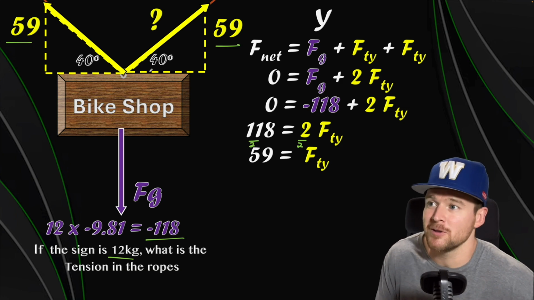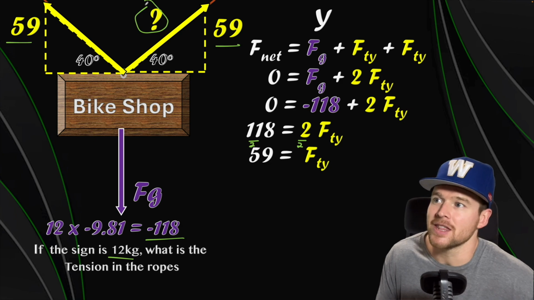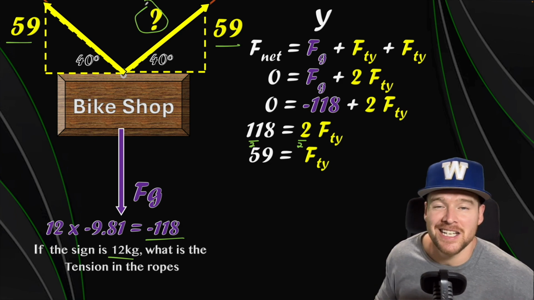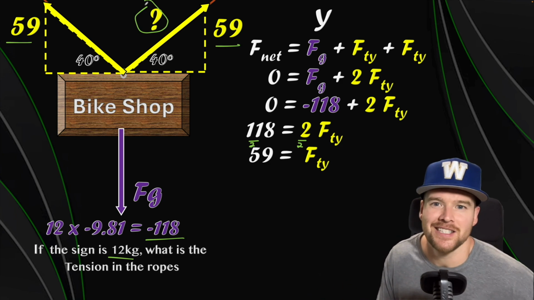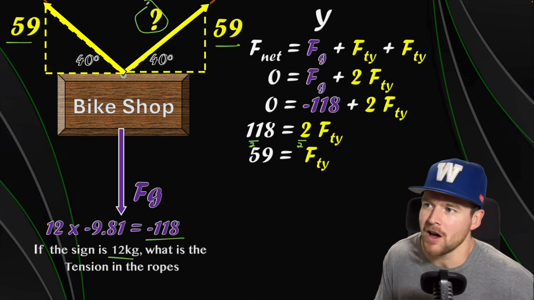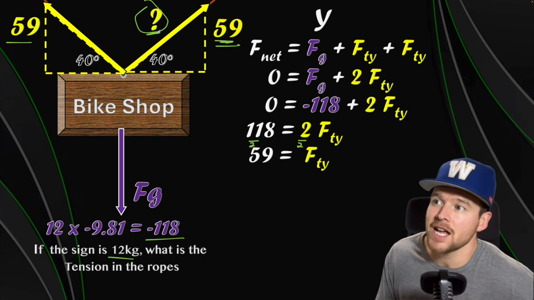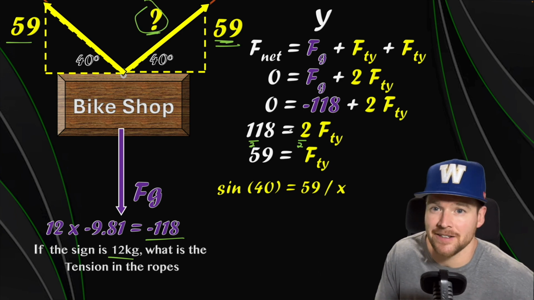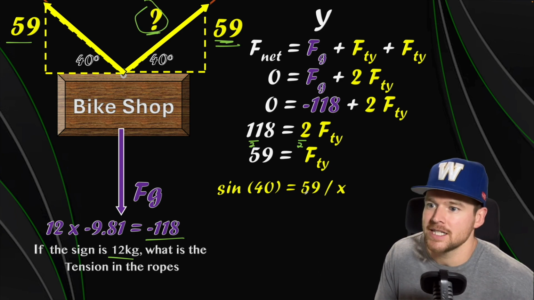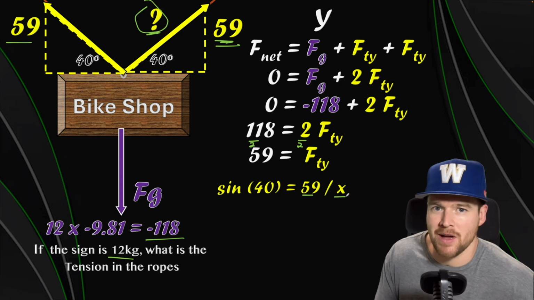The reason why we wanted to do that is now that we have the 40 degrees and we have a side, I can solve for that unknown hypotenuse. So kind of a similar setup to the previous question with a little bit of trig and some balancing out of some forces. Let's finish this one off. So what are we going to use for trig here? We have our opposite in 59, trying to solve for a hypotenuse. So we're going to use sine. Sine 40 degrees is equal to my opposite, 59, over x, which is my hypotenuse.